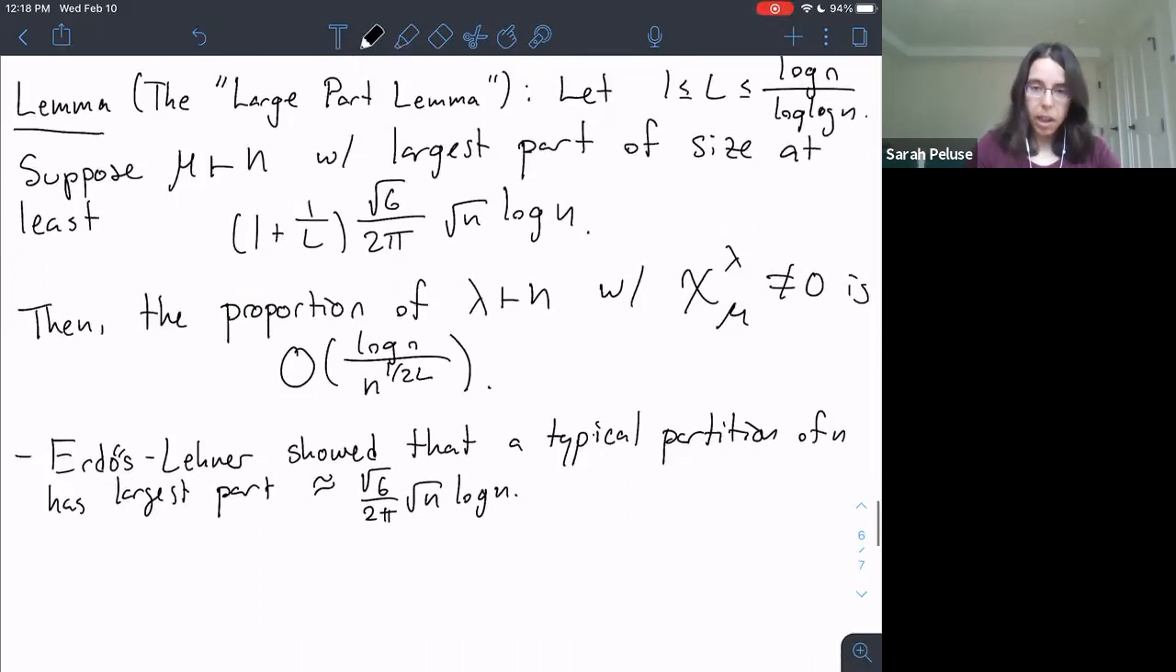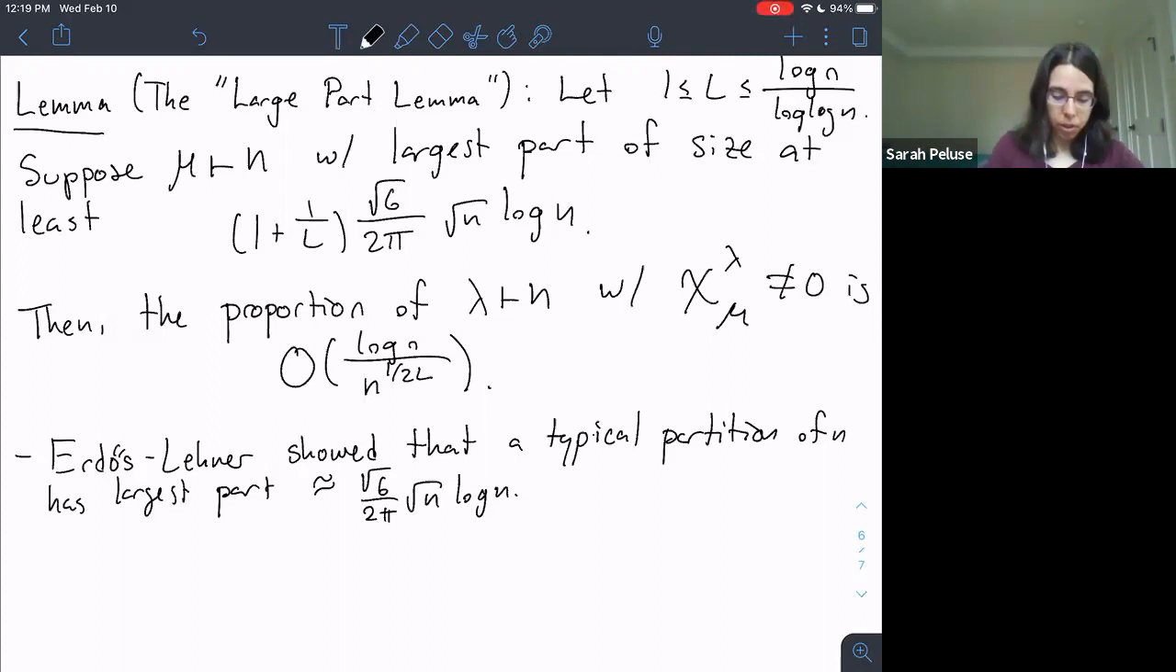So what the large part lemma says is that if mu has some strangely large part, then most irreducible characters evaluated at the conjugacy class corresponding to mu are 0. So most entries in the column corresponding to mu in the character table are 0.